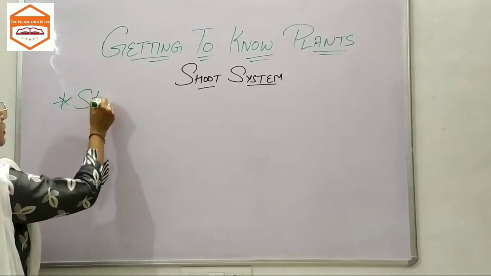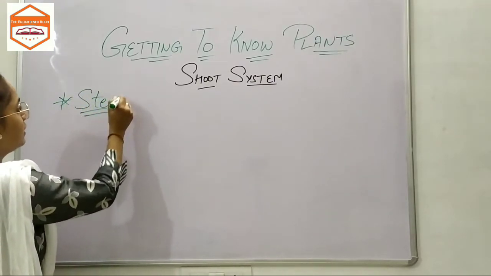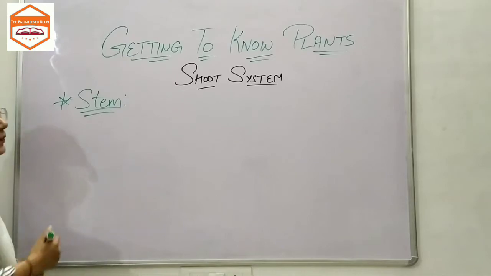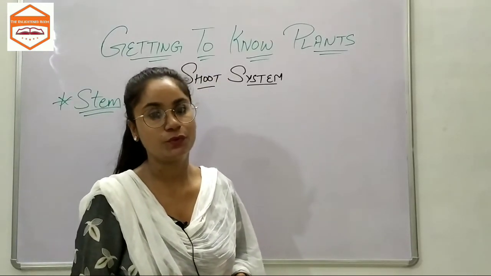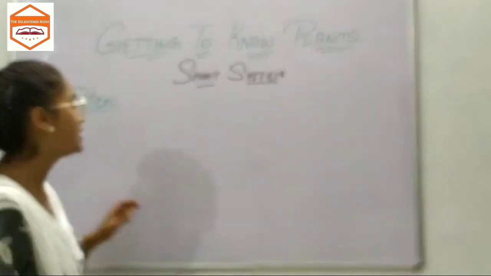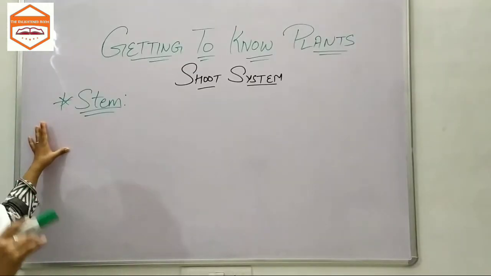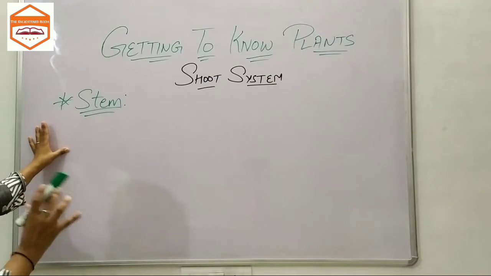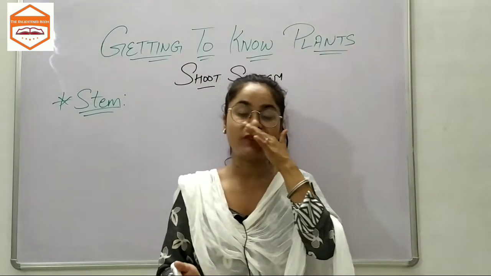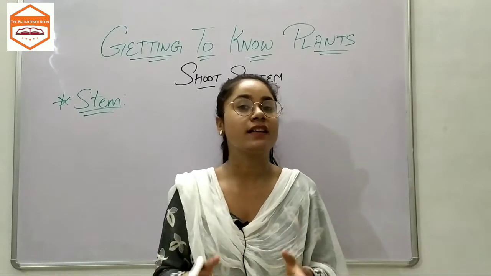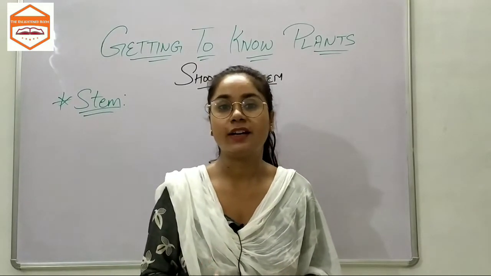Now why do we first discuss the stem of the plant? Because if there is no stem, there would be no leaves, no flowers, no fruits, right? So that's why the stem plays an important role in the shoot system of the plant. Now why does the stem play an important role? Because most of the plants have a thick, strong and woody kind of stem.